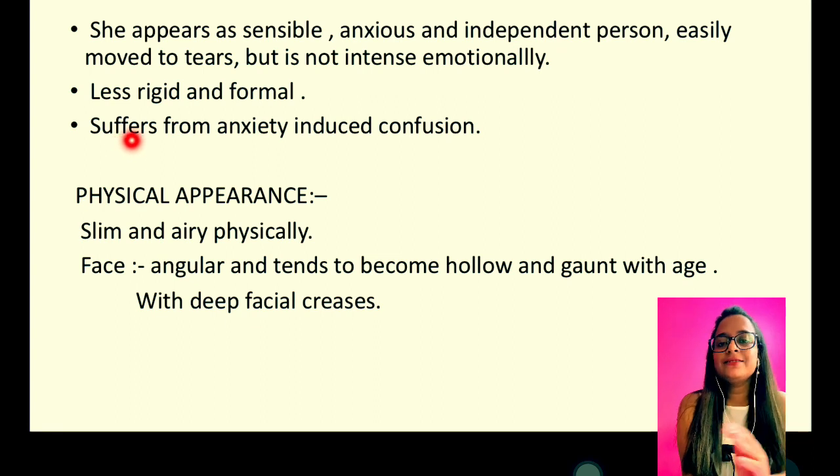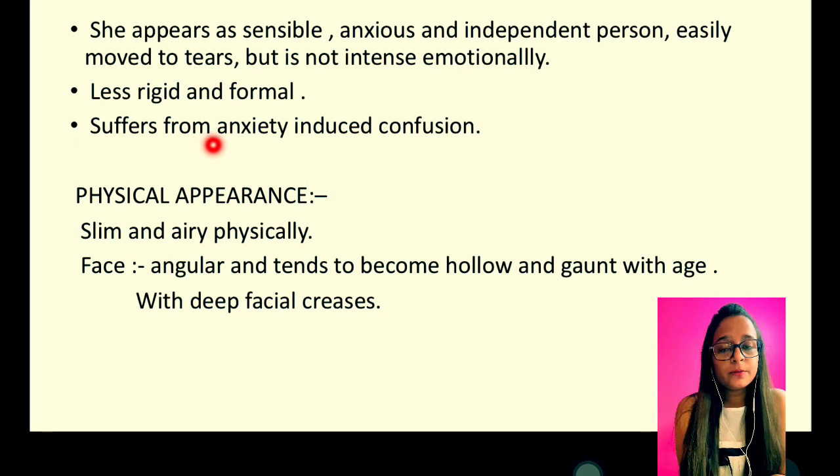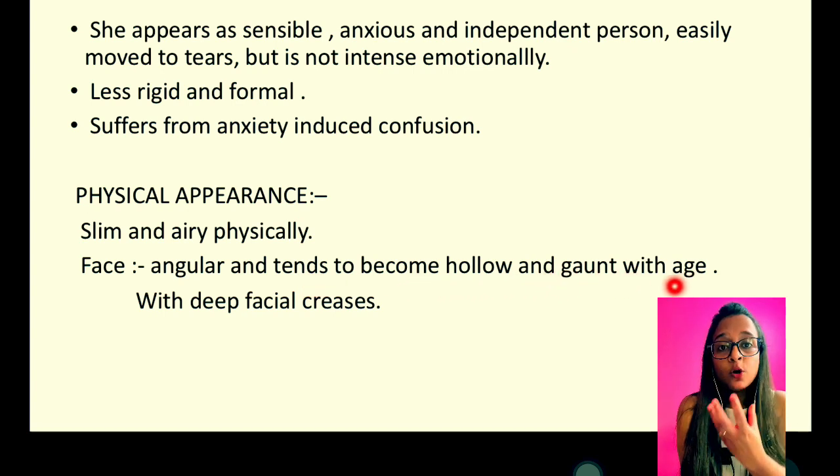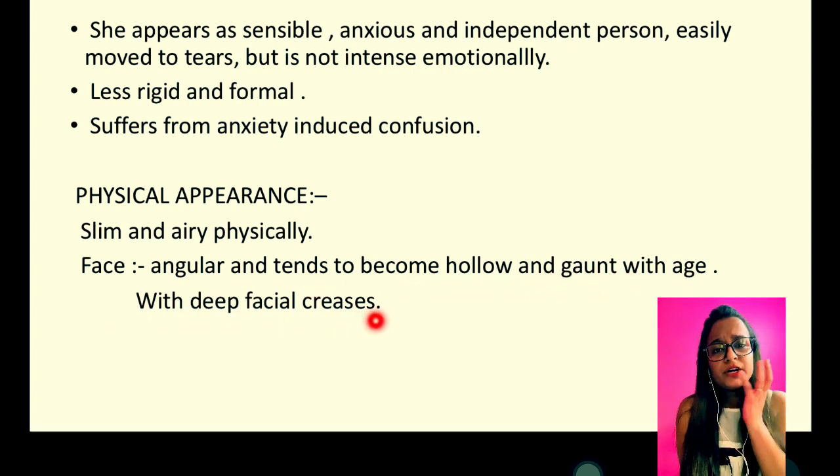So let us overall see the physical appearance of the Causticum patient. Okay, so the Causticum patient is very slim, hairy, physically. The face is angular and tends to become hollow and gaunt with age, with deep facial creases. So this is where you see the Causticum.